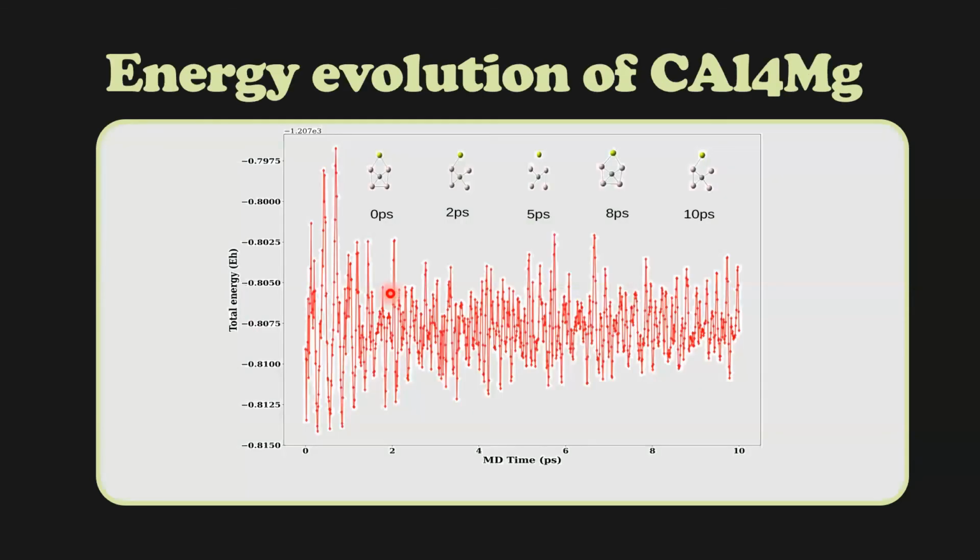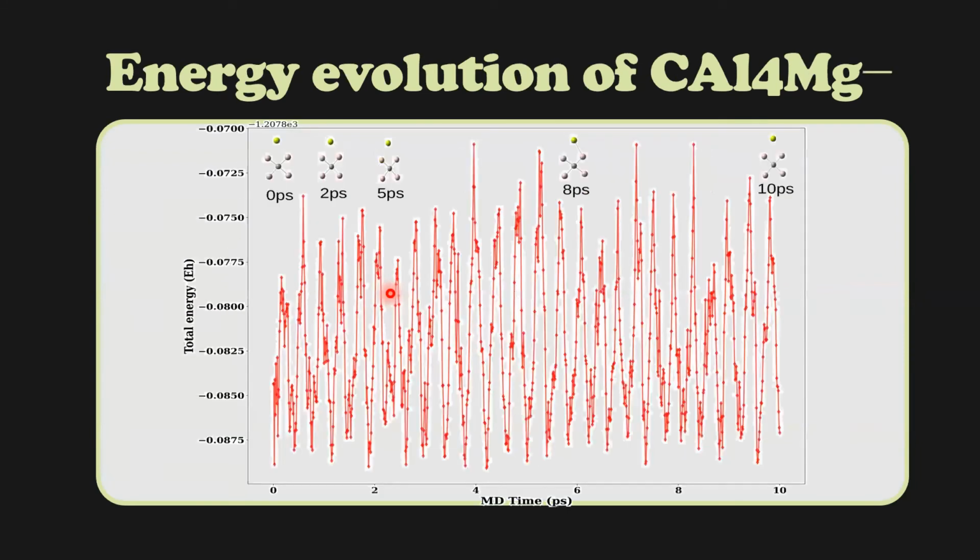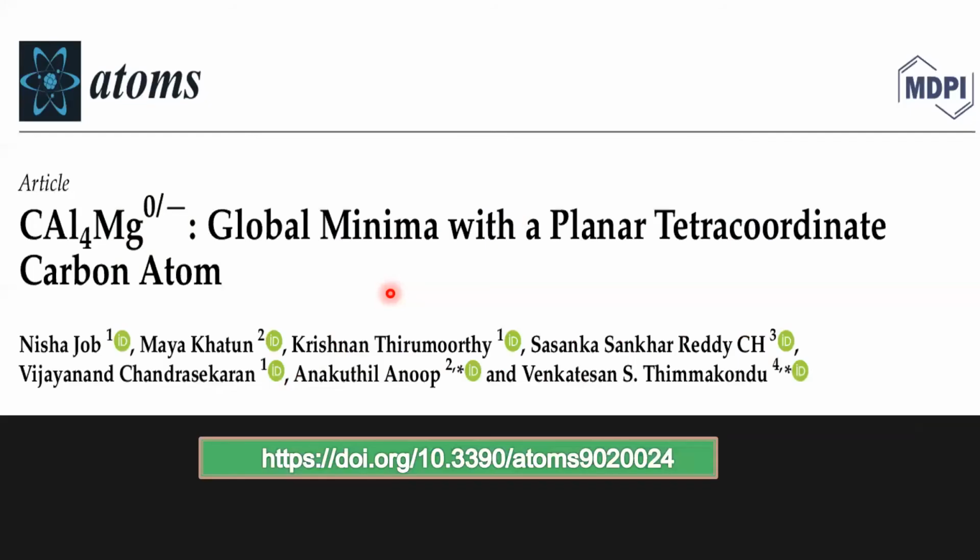And we also did ab initio dynamics to check the stability of the system at room temperature. So these structures are stable. These are the snapshots, which are very small to see, but basically the core is retained. Again, for the anionic system, the vibrations and fluctuations are more, but again, the geometry is retained.